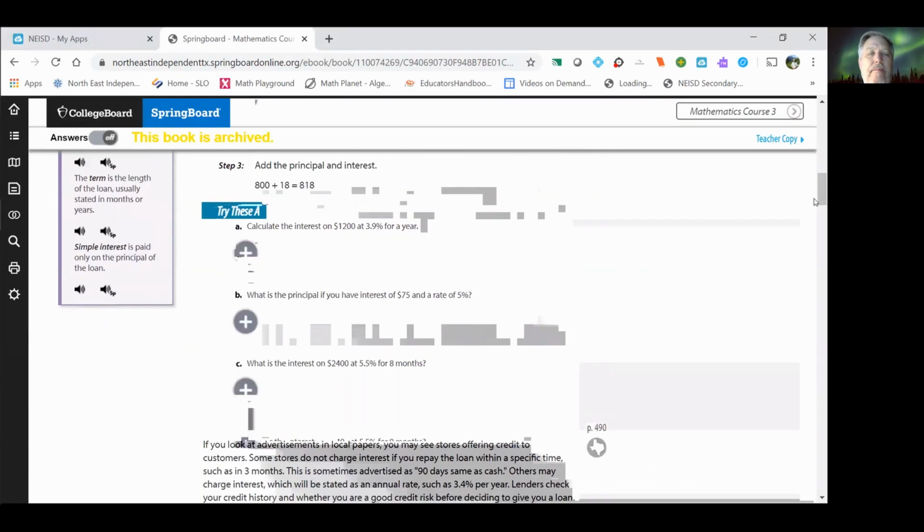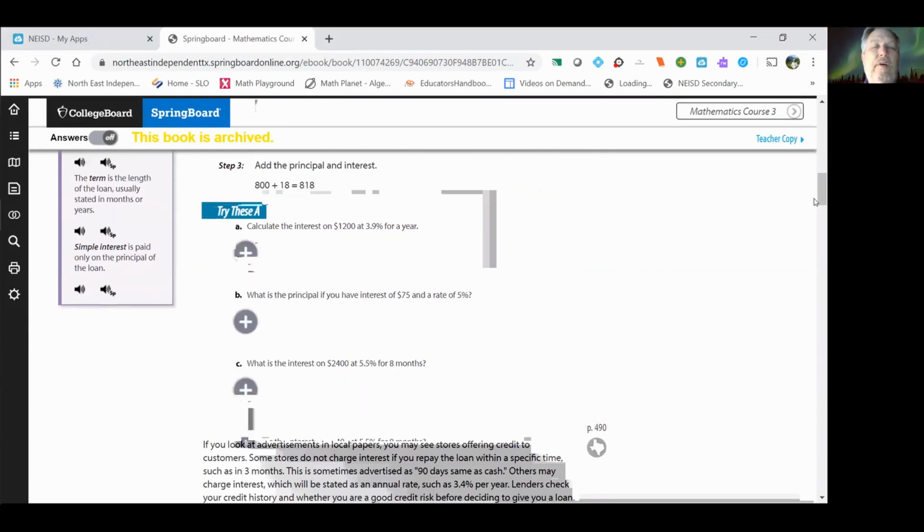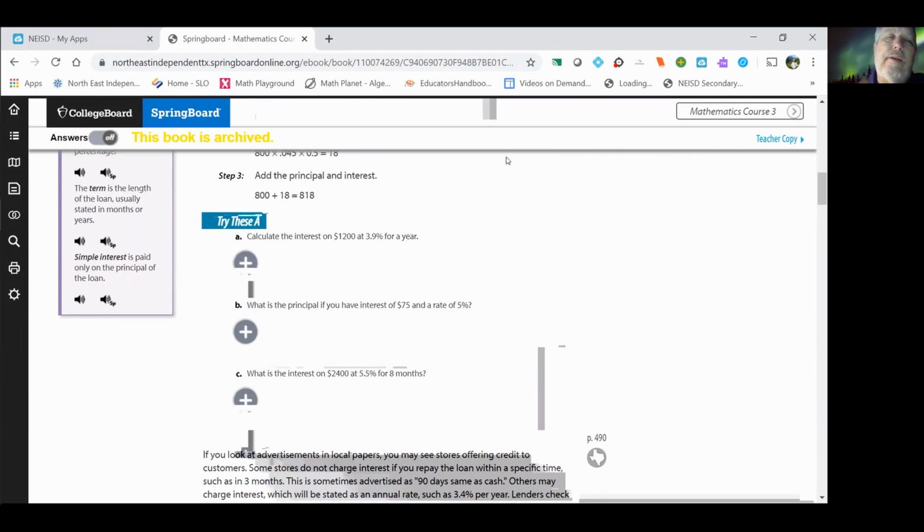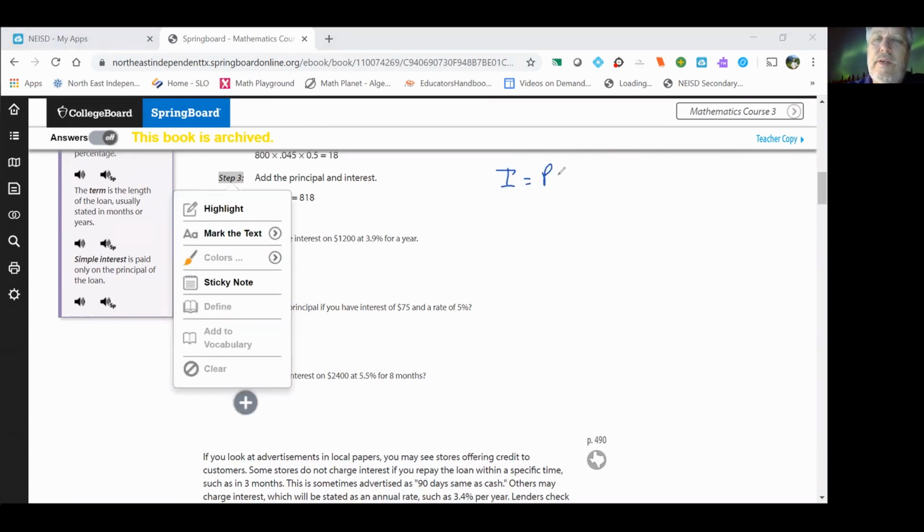Try these. A: calculate the interest on $1,200 at 3.9% for a year. In this case, we'll use the formula. And remember, the rule of the classroom is you always have to write down the formula before you use it. So don't forget to do that. The interest is equal to the principal times the rate times the term. In this case, we're looking for the interest.